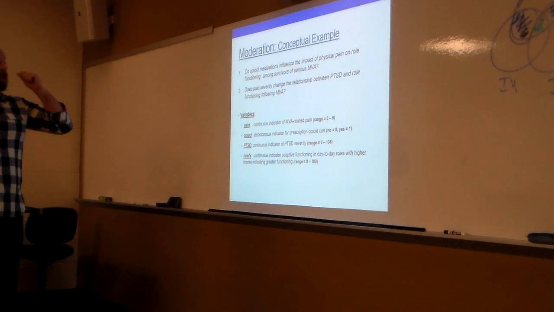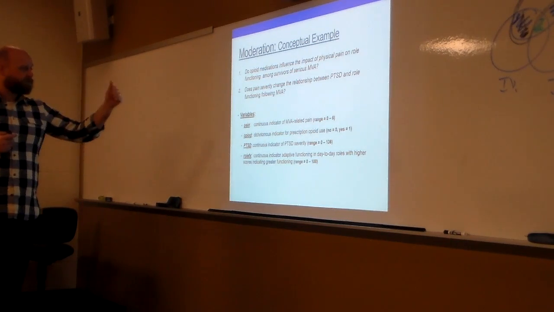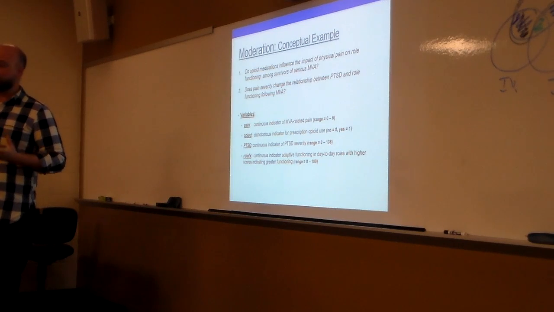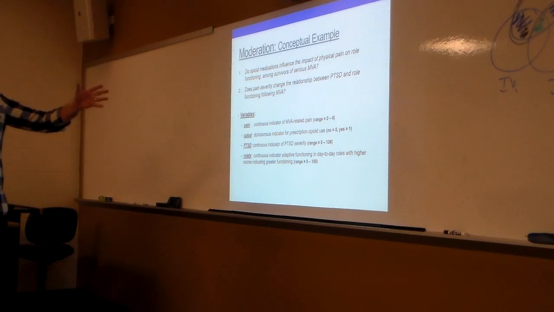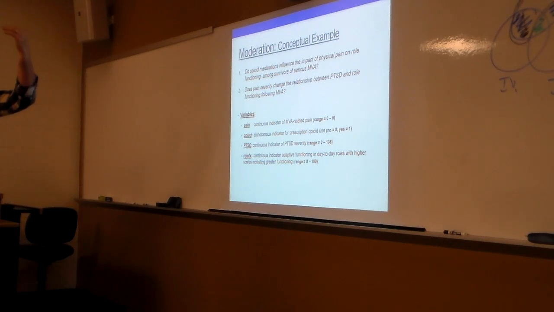So we've got two hypotheses throughout these examples. My question is, does opiate medication influence the impact of physical pain on role functioning in survivors of serious motor vehicle accidents? I know that physical pain has a direct effect on role functioning. As my pain goes up, what happens to my function? It goes down. This is very obvious, very consistent.